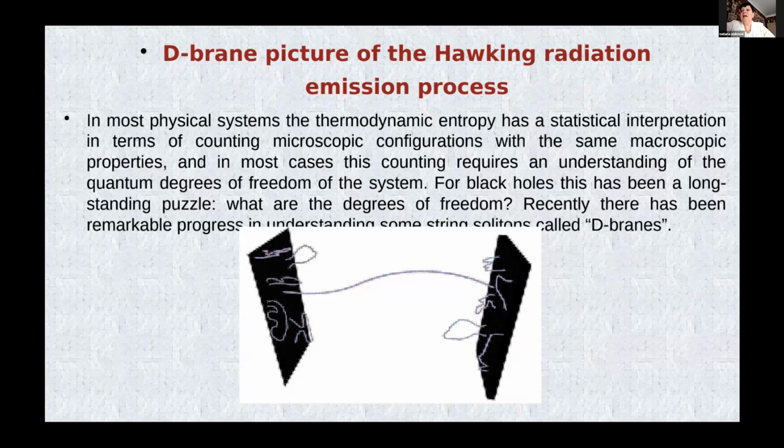Recently, there has been remarkable progress in understanding some string solutions, solitons called de Bruijns. De Bruijns are the black surfaces, and strings can end on the same d-brane or can connect different d-branes. This fact is presented in the slide lower.